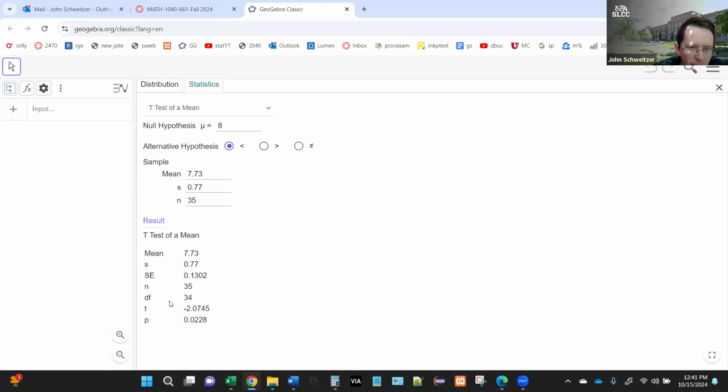So we have our test statistic. In chapter 3, the test statistic was the z-score, but now we're in the t-distribution, so our test statistic will be the t-score, and that is negative 2.07. And what do you suppose this p is? That's the p-value. We have a p-value of 0.0228. All of these hypothesis tests that you do will have some resulting p-value, and you know what to do with that. You take the p-value, compare it to alpha, and then decide if you're going to reject or fail to reject.